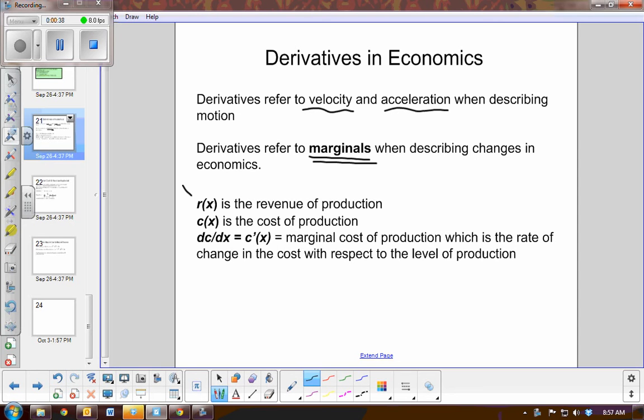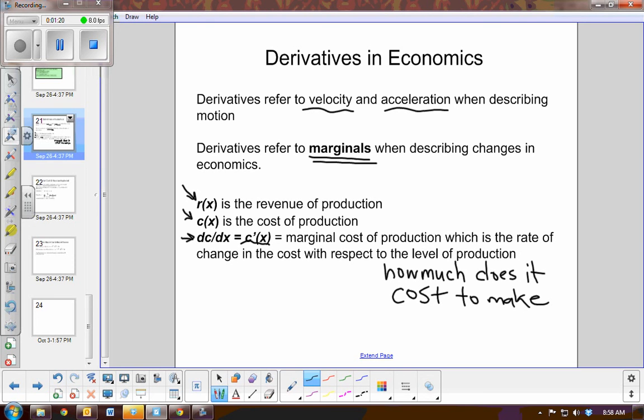So we typically use R of X to represent the revenue of production. How much money are you making? And C of X is usually the notation for the cost of production. So if we take the first derivative of cost with respect to X, which is the items of production, we can also refer to that as C prime of X. This would be the marginal cost of production. Or another way of saying that is, how much does it cost me to make one more unit? So it's the rate of change at that value.